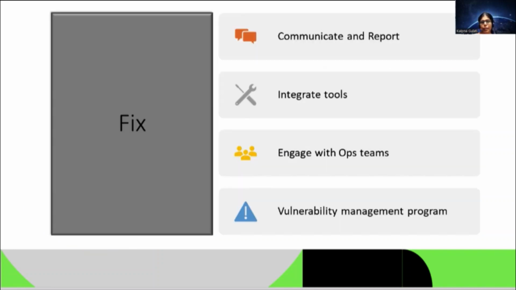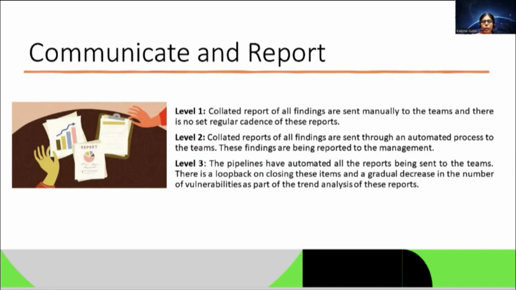Next, we'll talk of fix. By fix, we mean that we should be able to communicate and report, integrate the right set of tools, engage with the operations team, and obviously there should be a complete or holistic vulnerability management program that allows the teams to mature their development cycle. As of now, I've seen collated reports of all findings that are either sent manually to the teams or there is no regular cadence, whenever the management asks for them, this is supplied, right? Whatever has been found, whatever has been fixed, that is all shared manually.